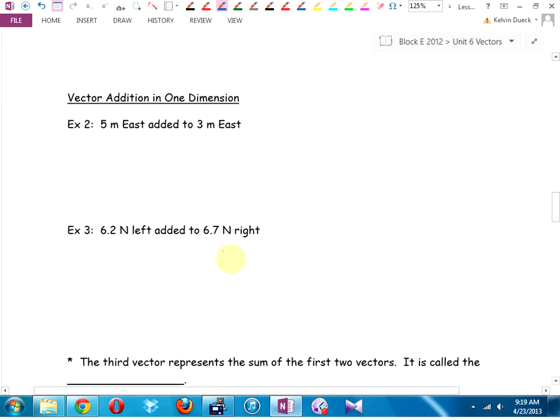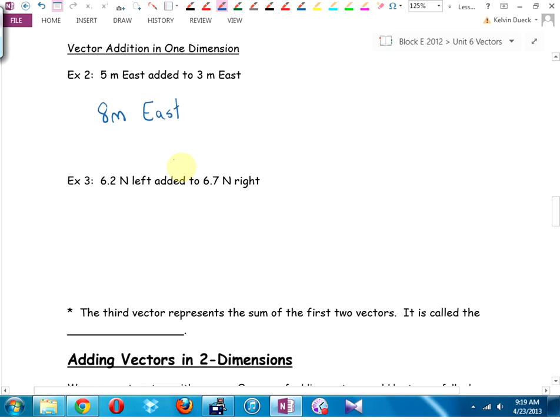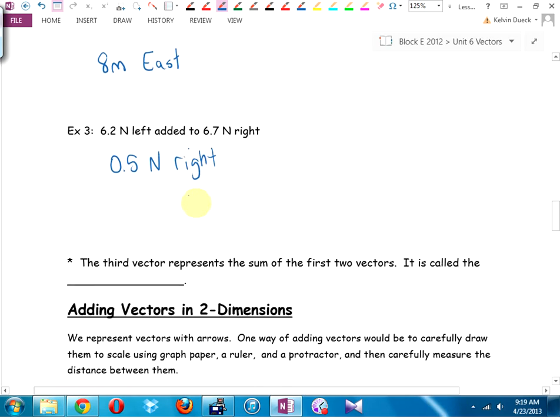So vector addition in one dimension is pretty straightforward. 5 meters east plus 3 meters east is what? 8 meters east. 6.2 newtons to the left plus 6.7 newtons to the right is 0.5. By the way, that answer represents the sum of the first two vectors, and it's called the resultant. I'll use that term quite often. I'll say, find the resultant.